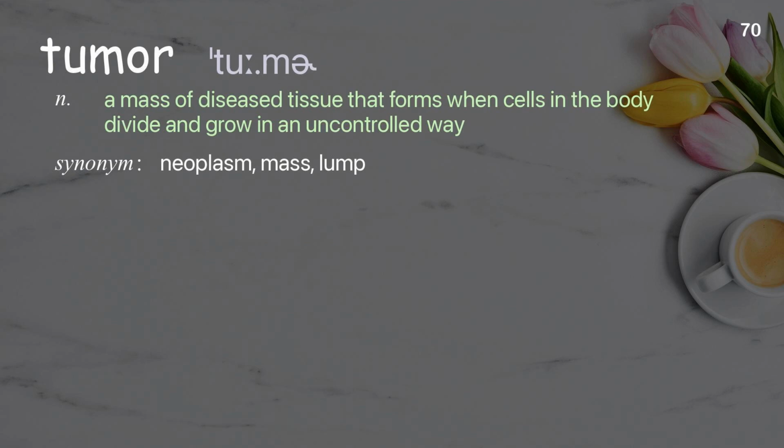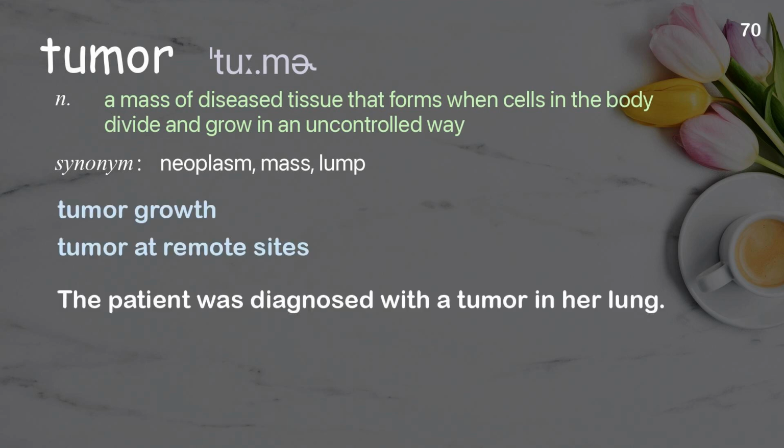Tumor: a mass of diseased tissue that forms when cells in the body divide and grow in an uncontrolled way. Examples: tumor growth, tumor at remote sites. The patient was diagnosed with a tumor in her lung.